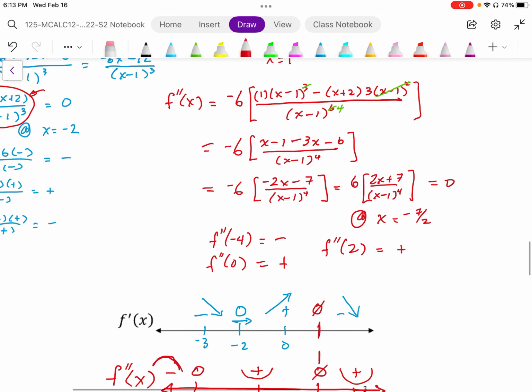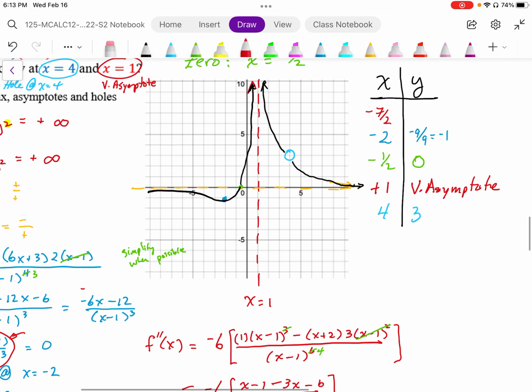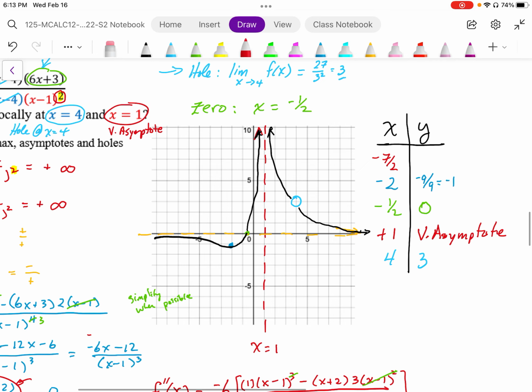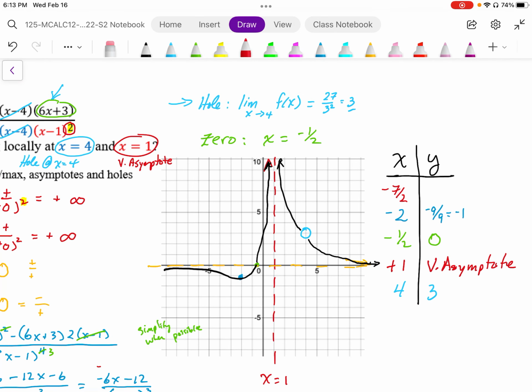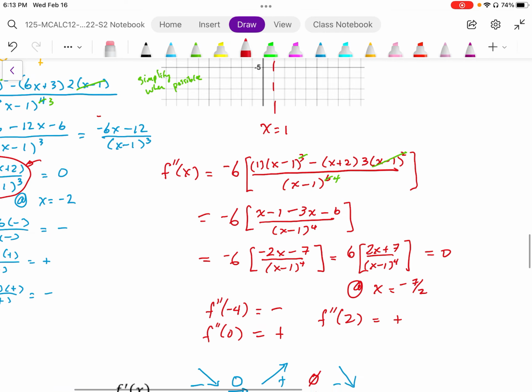Okay, and then working out the y coordinate of this. So if I plug in negative 3.5 into the original function, I'm going to end up with, and it looks like negative 8 over 9. So when I plug that in, so negative 3.5 and negative 8 over 9, that's my point there. And that's going to reflect my change in concavity, so my inflection point. So I do have an inflection point right in there, and I can find that using my second derivative.